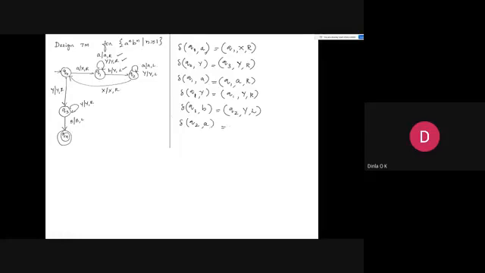From Q2 we will accept A, and we will reach Q2 without changing the symbol A. We will move towards the left direction, and from Q2 we will take Y and reach Q2 itself without changing the Y. We will move towards the left. Okay, likewise we can write the other transitions.